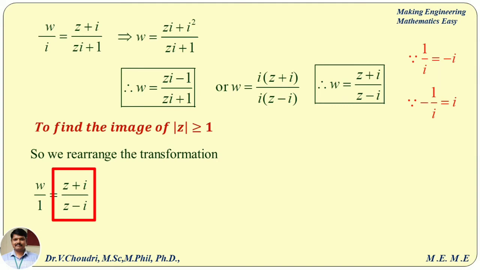Look at the right hand side. Numerator z plus i, denominator z minus i. Adding this, z comes. Subtracting this, z will be cancelled. So I am going to apply the C and D rule method.